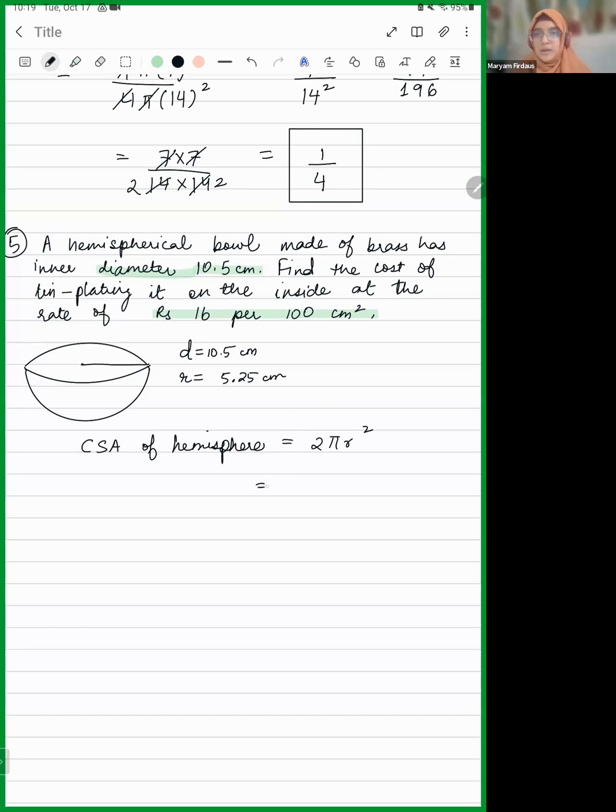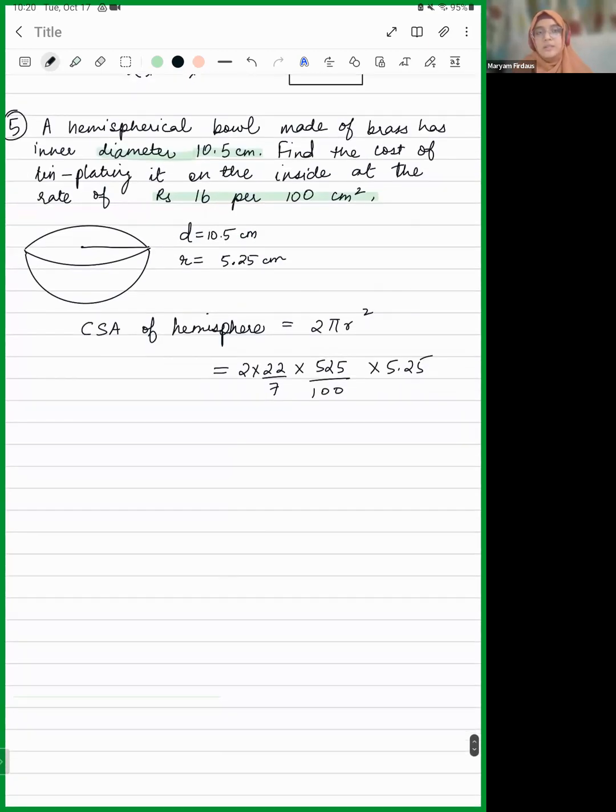So here have they told us what to take? No. So let's do it with pi as 22 by 7 itself. So 2 into 22 by 7 into 5.25 into 5.25. The first 5.25, I am writing it as 525 by 100. I hope no one has an issue with this. We have discussed how it is coming like this. Shall we move ahead, Avni?